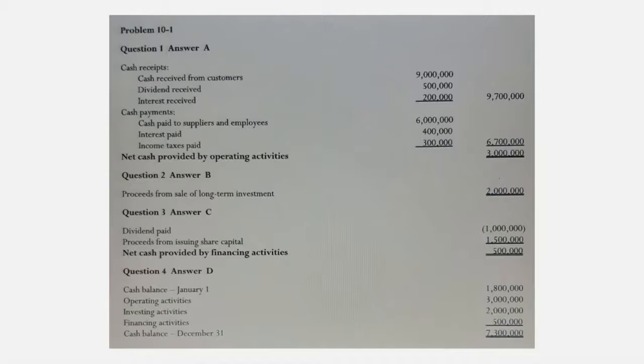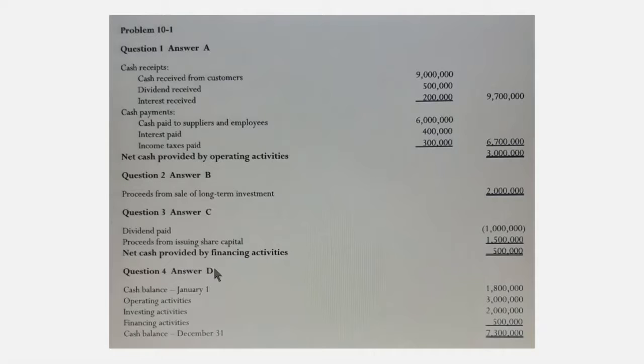Number 3, you're going to look for the items related to non-current liabilities, and we have dividend paid. That's related to financing, if you can recall the general rule, and then proceeds from the issuance of the share capital. If it's paid, that's negative. If it is proceeds, that's positive. So the net answer would be 500 positive.